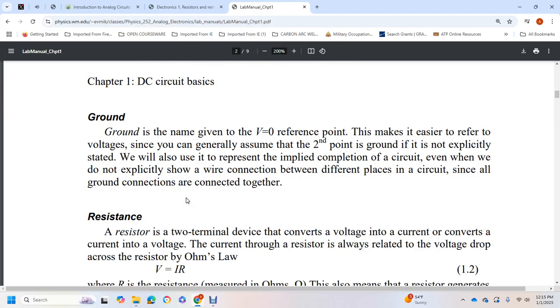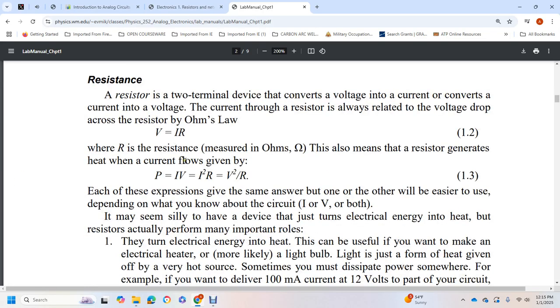Ground. A ground is the name given to the zero-voltage reference point. It makes it easier to refer to voltages, so you generally assume that the second point of a voltage measurement is the ground. If not explicitly stated, ground also represents the implied completion of the circuit, even when we do not explicitly show the wire connection between different places in the circuit, since all ground connections are connected together.